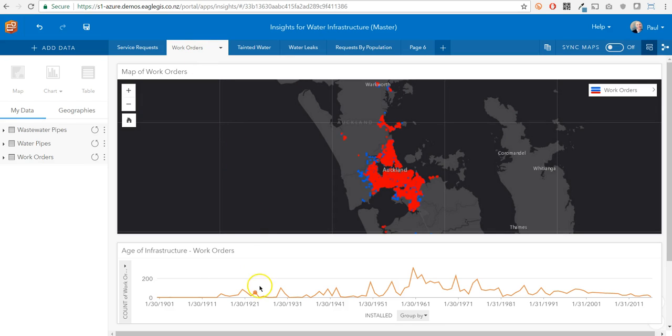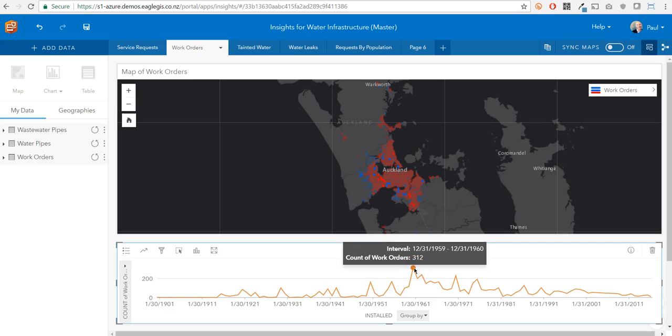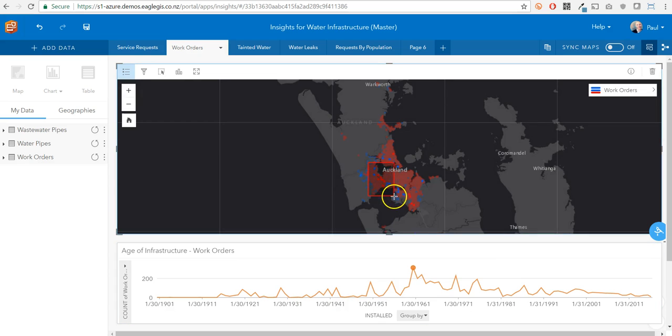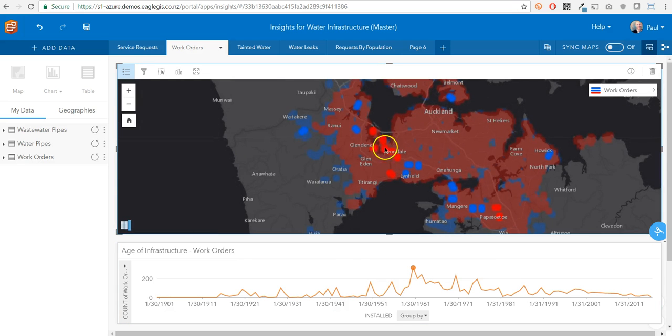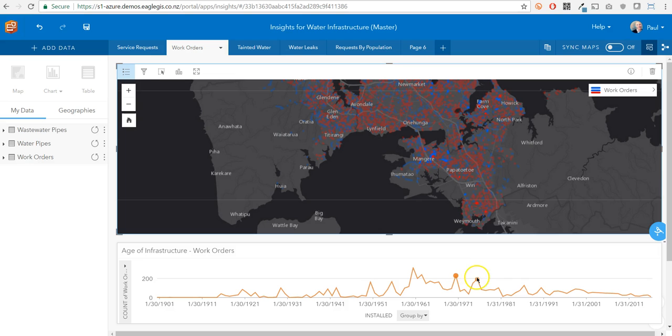For instance, we can look at the relationship between our asset age and spatial patterns of requests and work orders throughout time. Here I'm clicking on different peaks in our time chart, and we can see here a spatial pattern of infrastructure that was built around the year 1961. We see that there are primarily wastewater assets here in the center of my map, and that distribution and that pattern changes based on time.